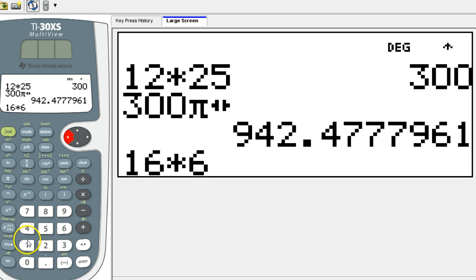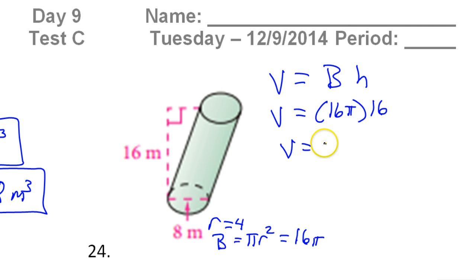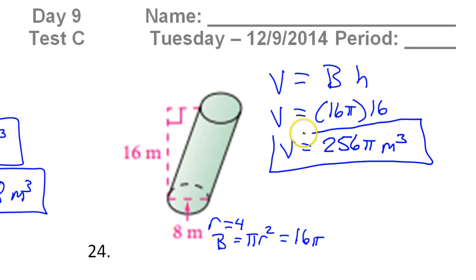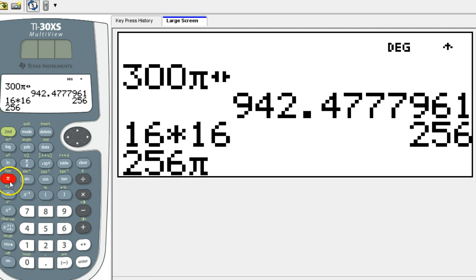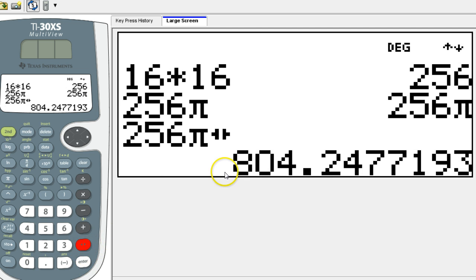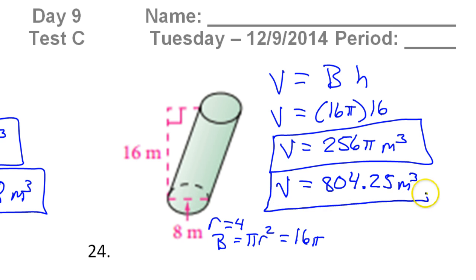256. So we have 256 pi cubic meters. And that is going to be the same thing as 256 pi, 804.25. All right, that's number 24.